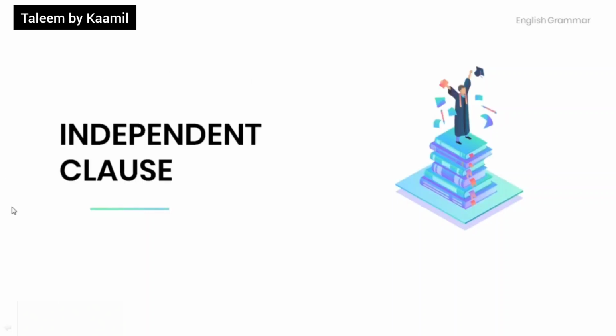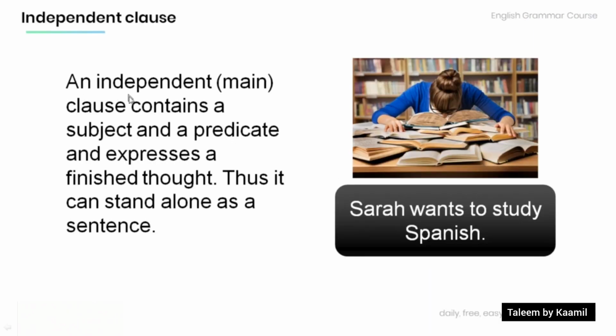Welcome to this tutorial. Today we're going to talk about independent clauses. Let's get started. Now, an independent or main clause contains a subject and a predicate and expresses a finished thought. Thus, it can stand alone as a sentence.